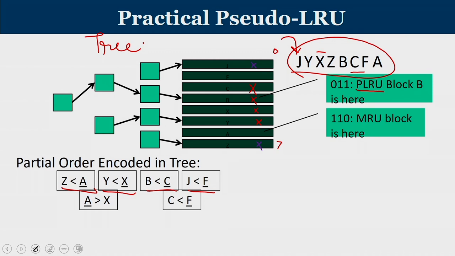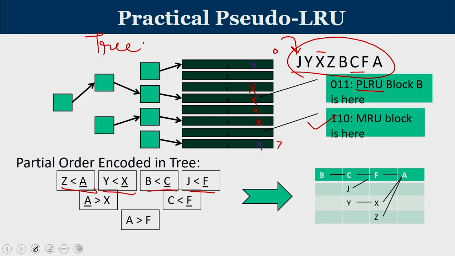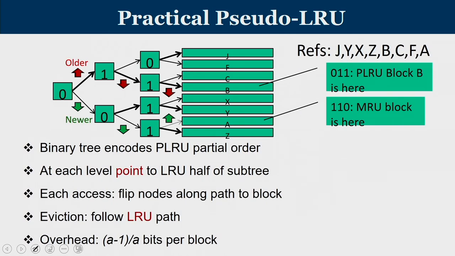Continuing, A is preferred over X and F is preferred over C. So, both A and F are the winners, and at the end A is the winner. So, A is the most recently used one. That is the takeaway at the end of the whole story. Meaning, I can represent them using a tree. A is more recently used than F, C and B, but F is over C and J. A is preferred over X and Z, meaning X is preferred over Y, and like that this partial tree is going to give you benefits.